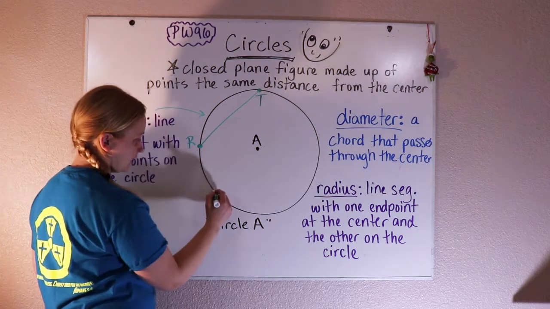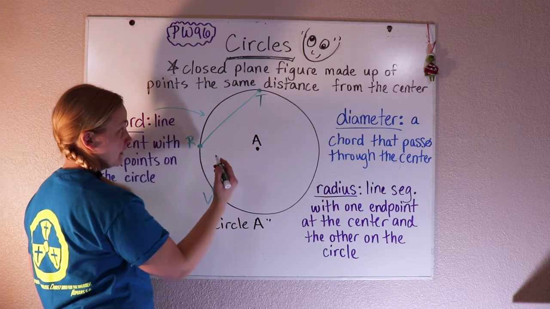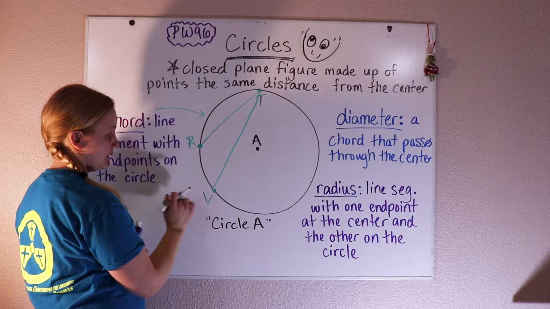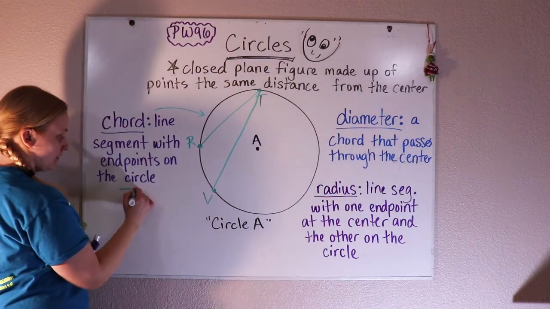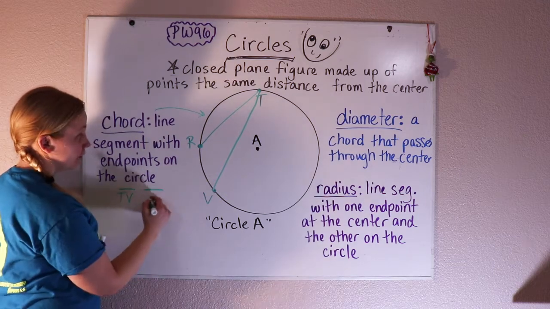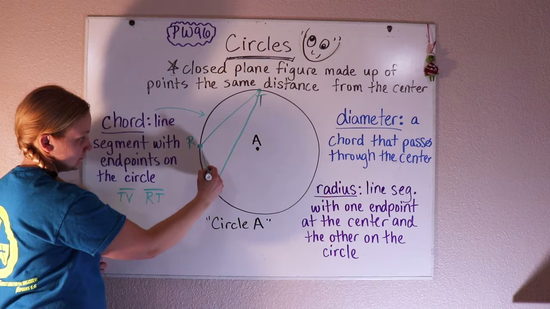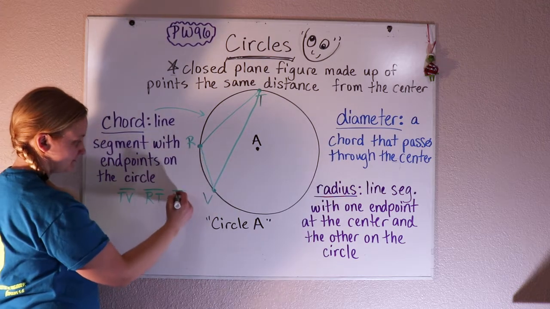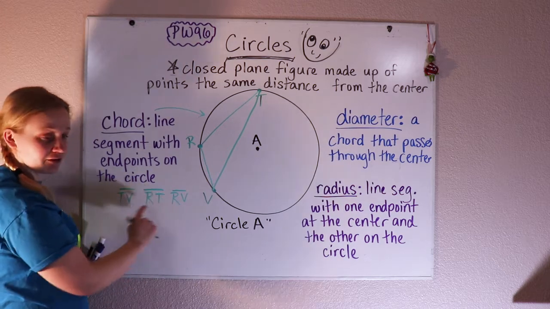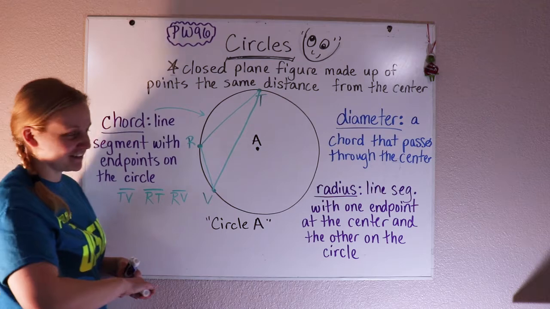We could do another one over here. Let's name it V. And let's connect T and V. T and V is a chord. Chord TV. Chord RT. Chord RV. If you go camping in your RV, you might watch some TV. Maybe. Next definition.